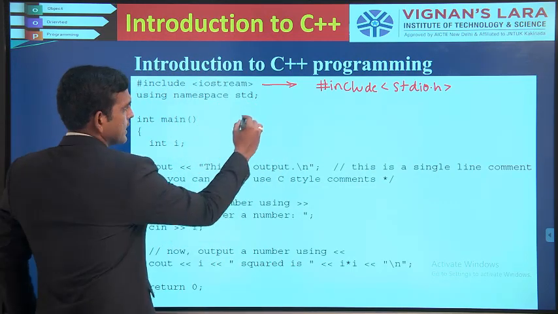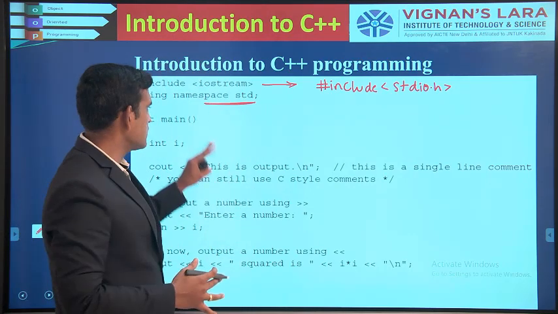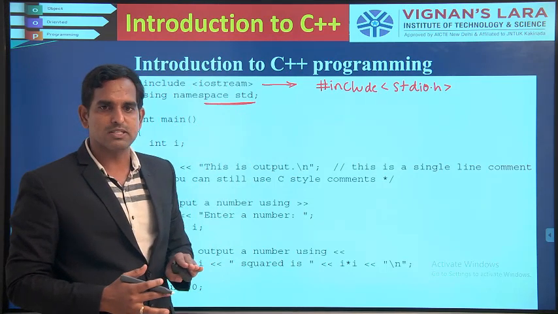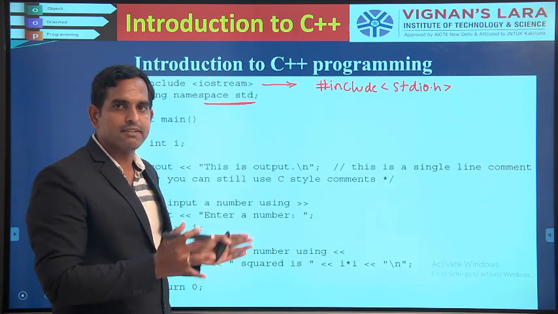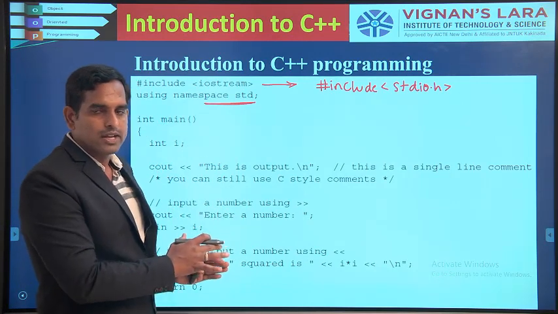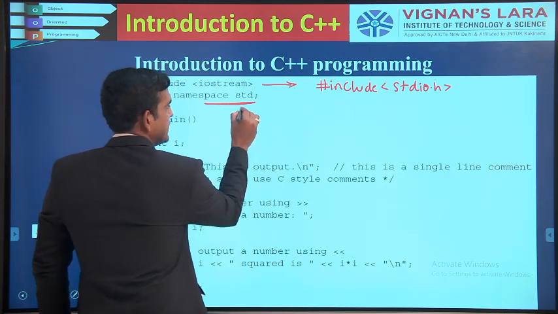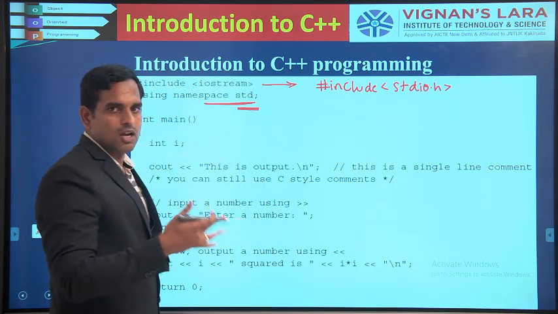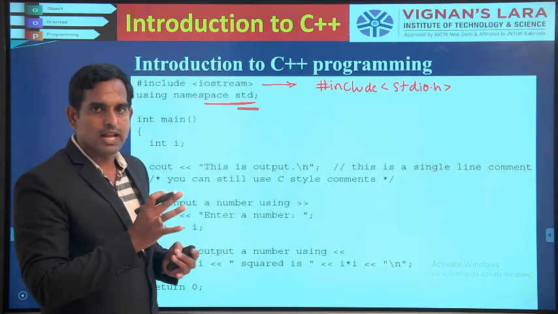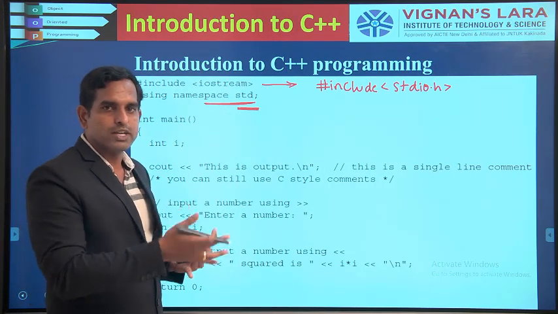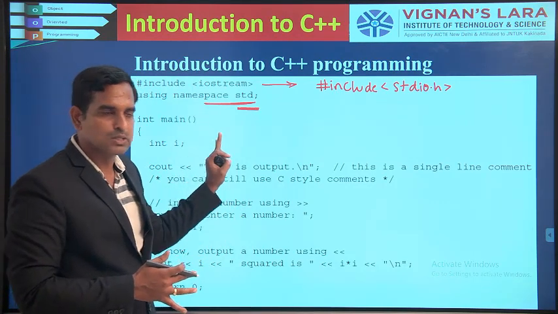The second line of code is using namespace std. We will have a separate discussion on namespaces. For the time being, know that namespaces are used to create a separate environment for your programs. Whatever program you are writing, you are creating a separate environment called the standard namespace. You will learn about it clearly in the future classes. For the time being, know that it is a standard namespace where the names you give should not collide. That is why we call it a namespace.